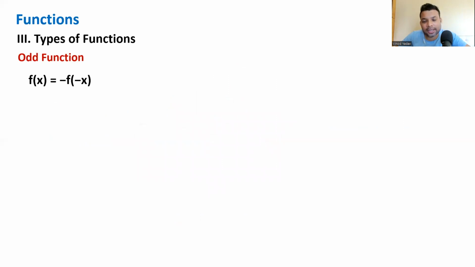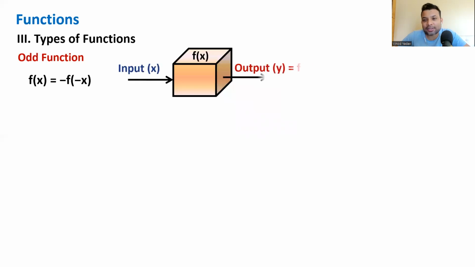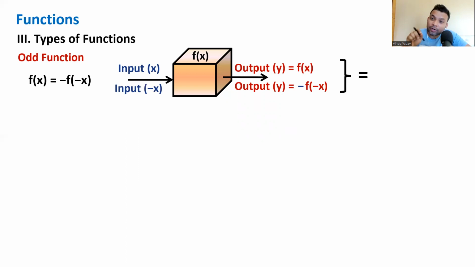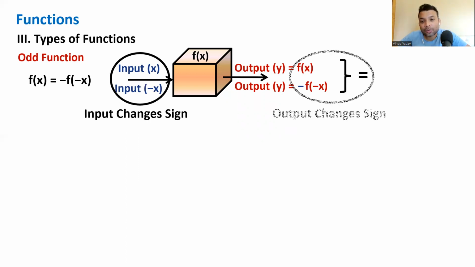Next is odd function. What should be the difference? Yes, now output will change sign. Input was x, output was f of x, input became -x. Now output is f of -x, but uska value is negative of f of x. Correct. So f of x का आंसर जो भी है उसको नेगेटिव करके अगर f of x से मैच होता है, then they are odd functions. Input changes sign, output also changes sign.